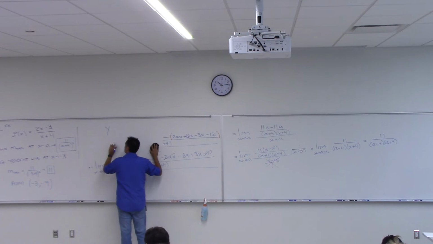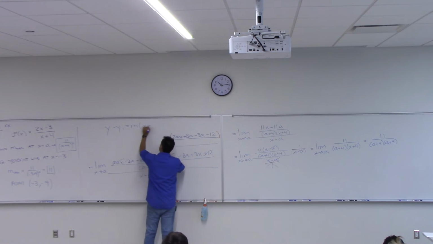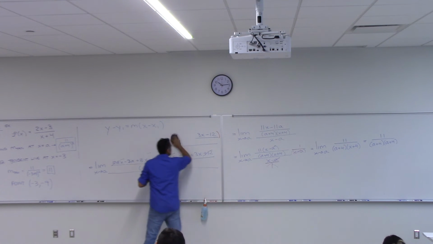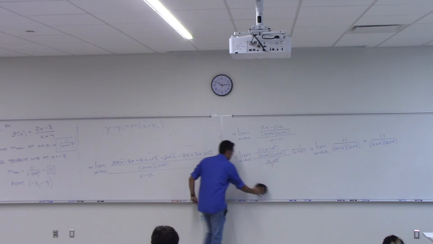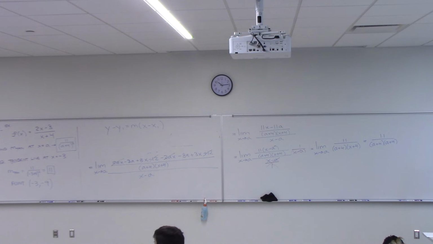y minus y1 equals m times x minus x1, right? So what's that going to become? You go ahead and think about it. I'm going to graph it, and we're going to look and see if we got it.